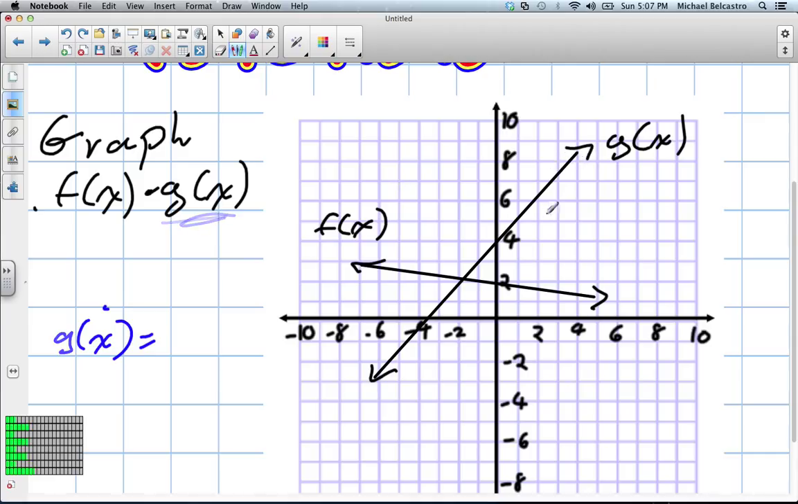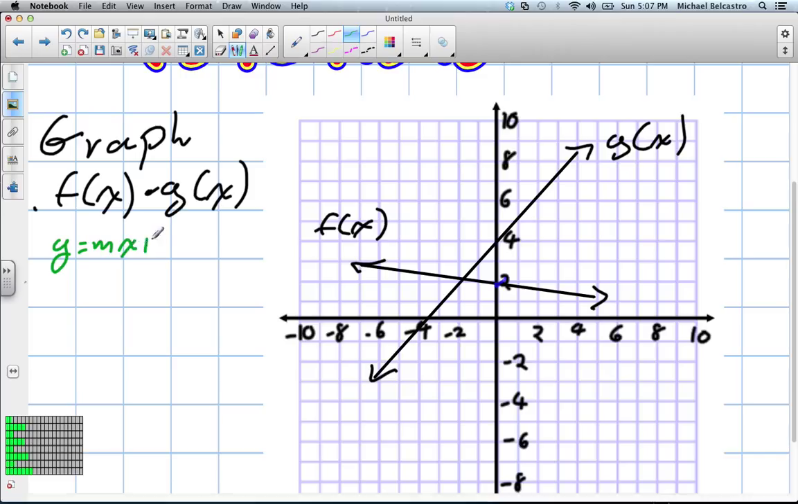So in order to do this, these are both linear, okay? These are both straight lines. So what we're looking for is y equals mx plus b for both of them. Do you remember what m stands for? Is it slope? Yeah, so m is our slope. What is b? It's the y-intercept.